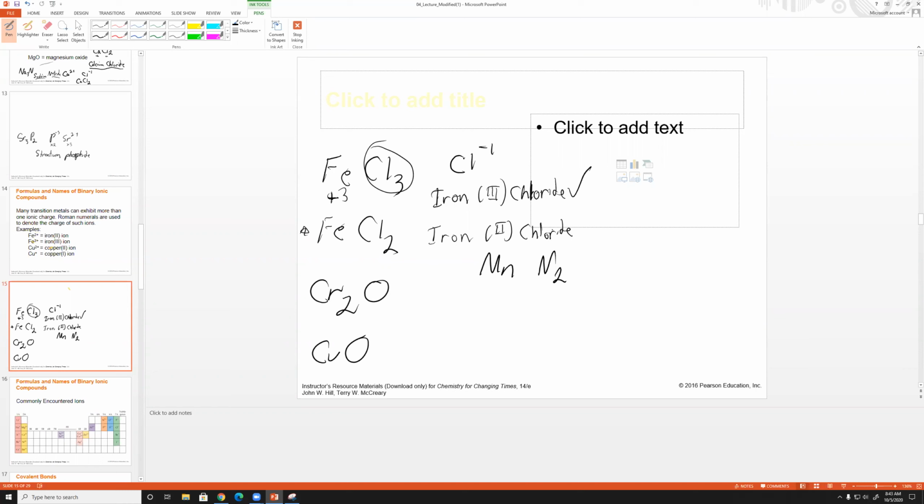That's because it's the same thing as chlorine. It's always -1. In this case, there are 2 of them. 2 times -1 is -2. Therefore, this iron has to be +2.